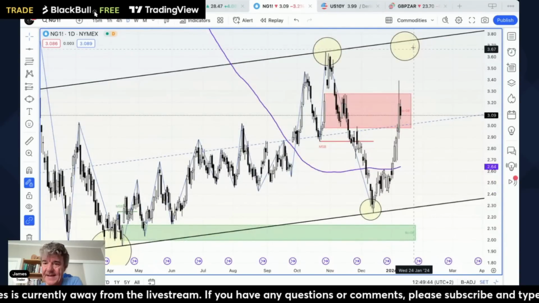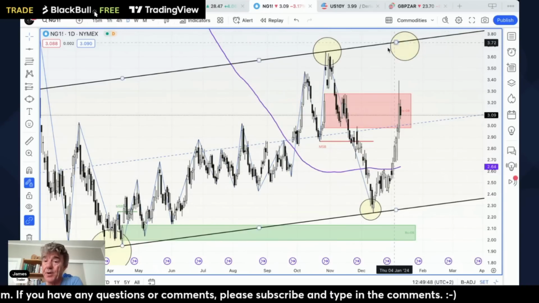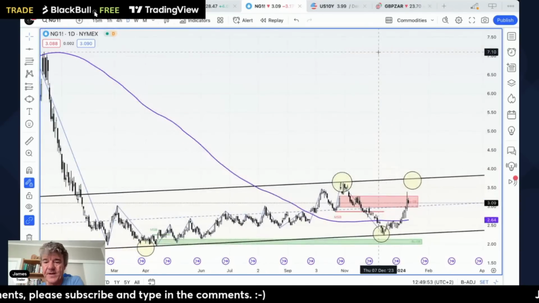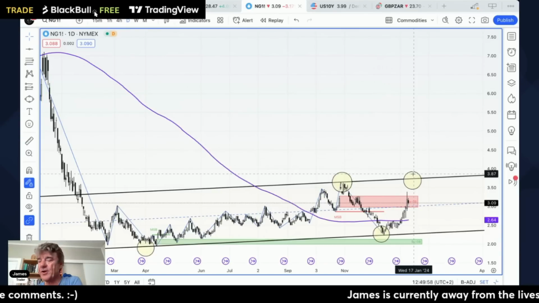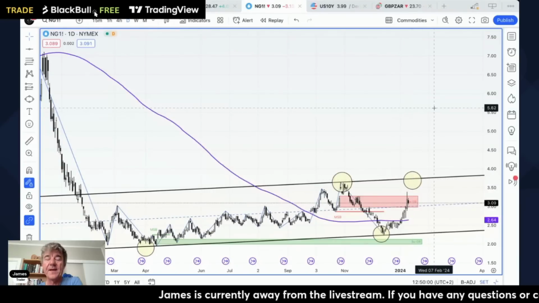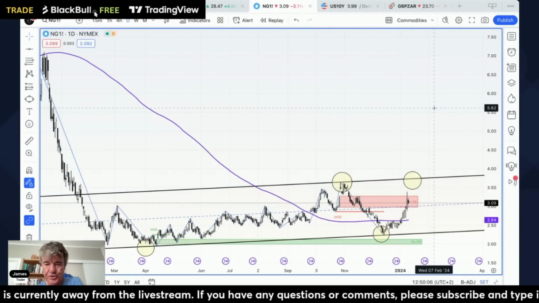We'll spike into that area. I think we'll test the channel line at the very least. Probably and possibly, the better word is possibly with an R. It's a combination, a spike through there to stop out a few of the exuberant longs. You know how it works. The moment we break or close above that trend line, everyone's going to get long. Not only everyone, but everyone and their dog too.